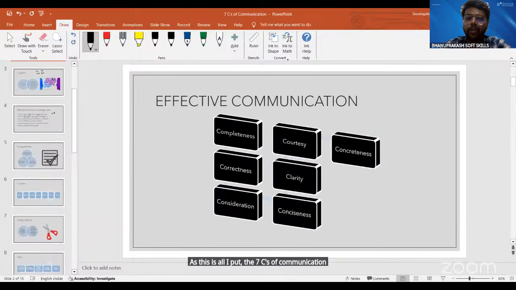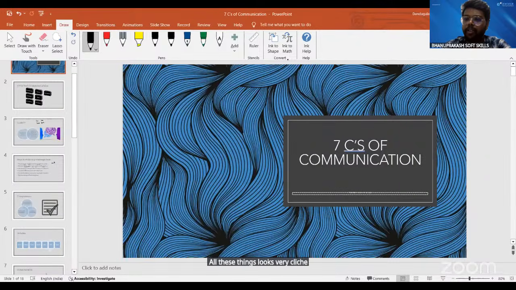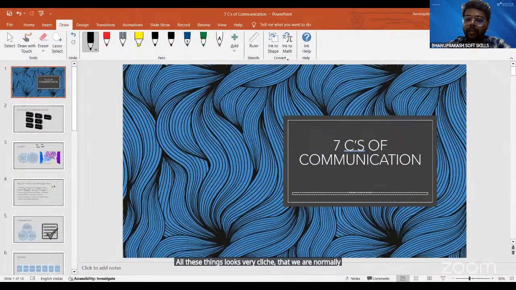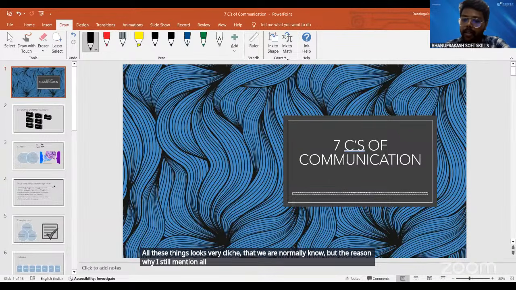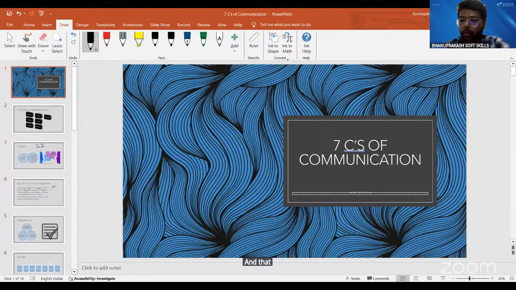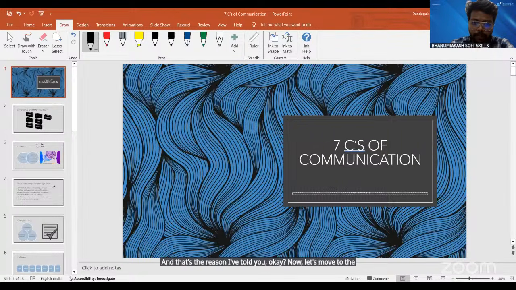All these things look very cliche, things we normally know, but the reason I still mentioned them is for a reason. While communicating, you need to remember all these things so that you have the scope of communicating very well. And that's the reason I've told you. Okay. Now let's move to the next one.